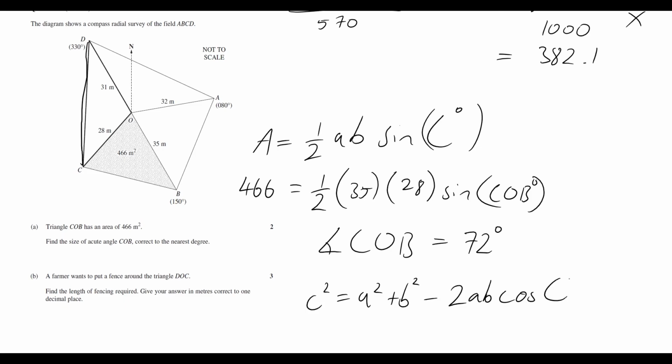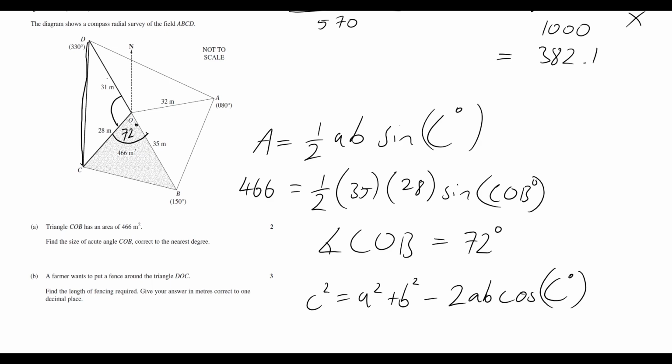And now the only thing that we're missing here is this angle C, that internal angle between sides A and B. But we can figure that out because we figured out this angle earlier, COB, as 72 degrees. And we know that essentially the radial survey, remember to consider this like you do bearings, so you start at north and go all the way around until you hit that line. That gave us an angle of 330 degrees.